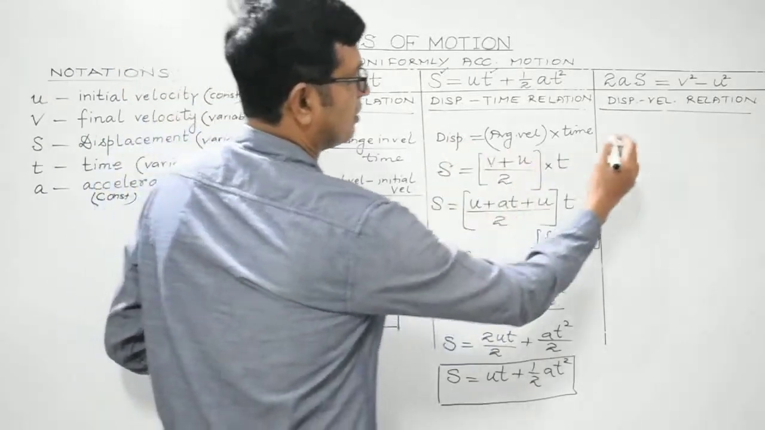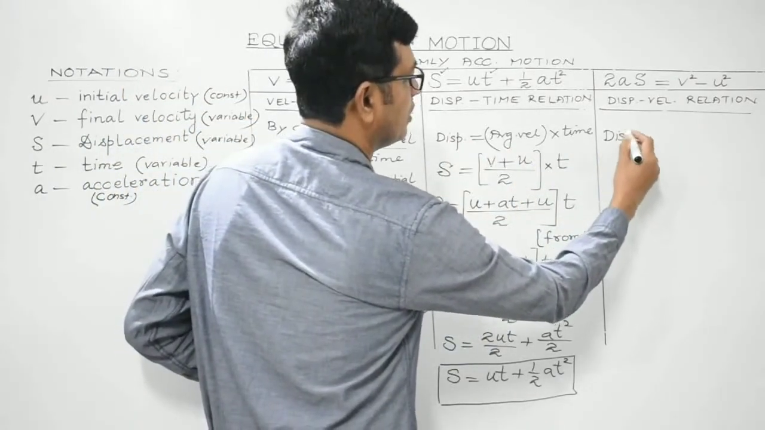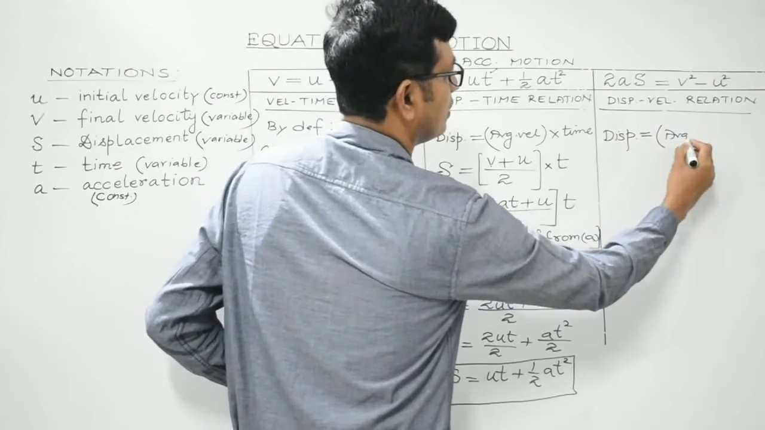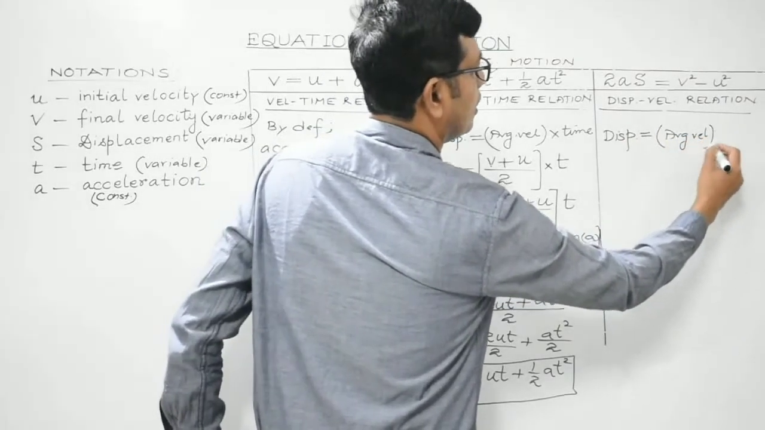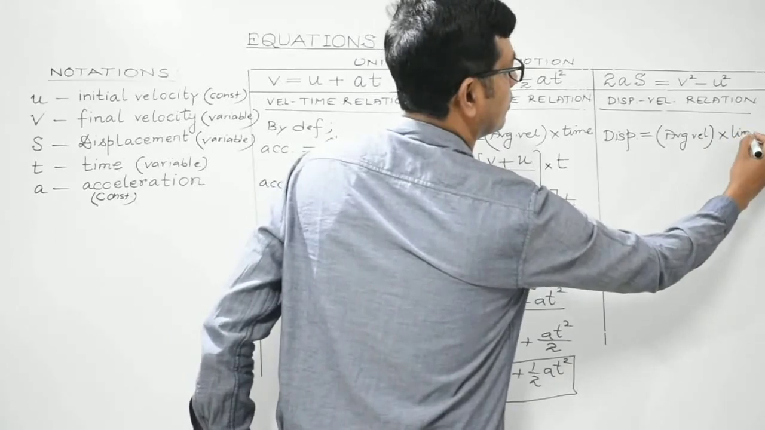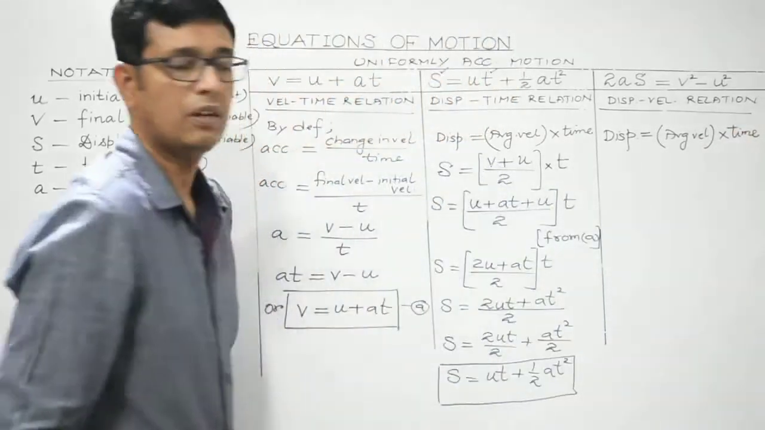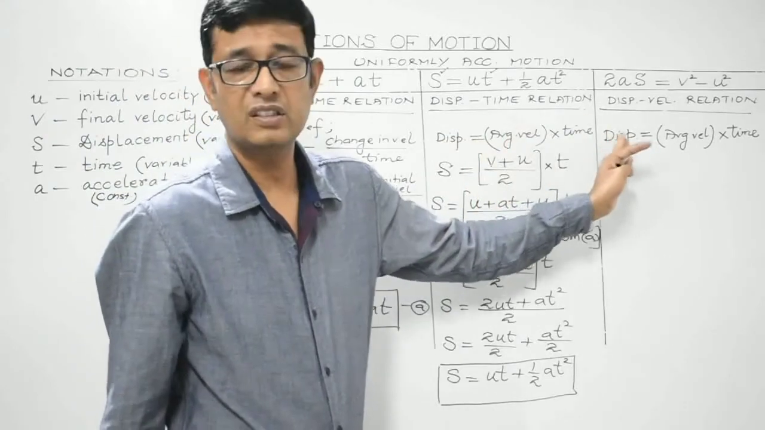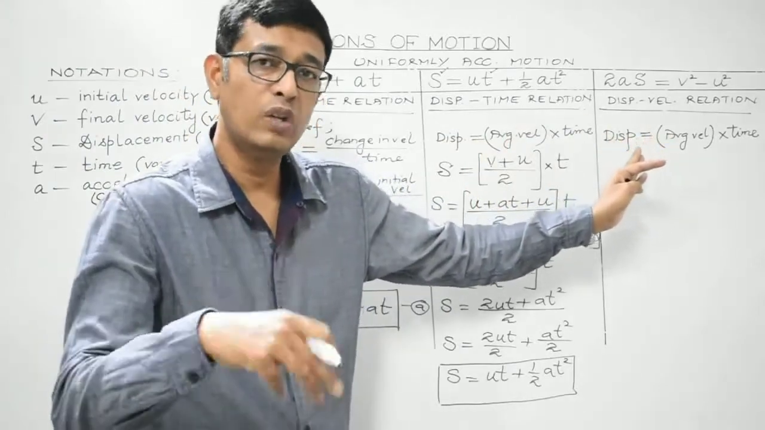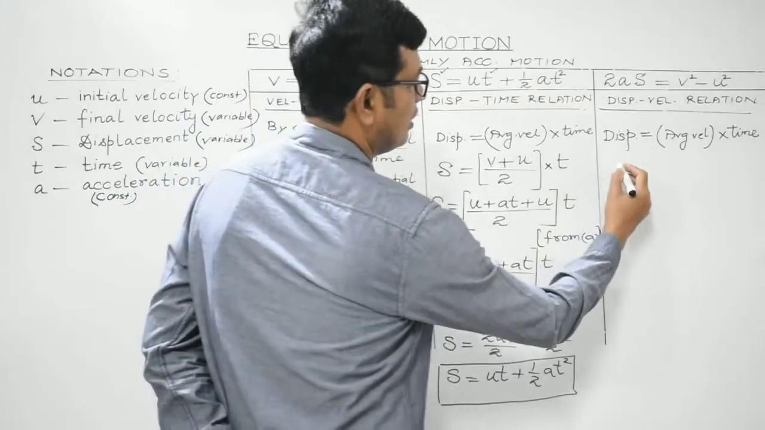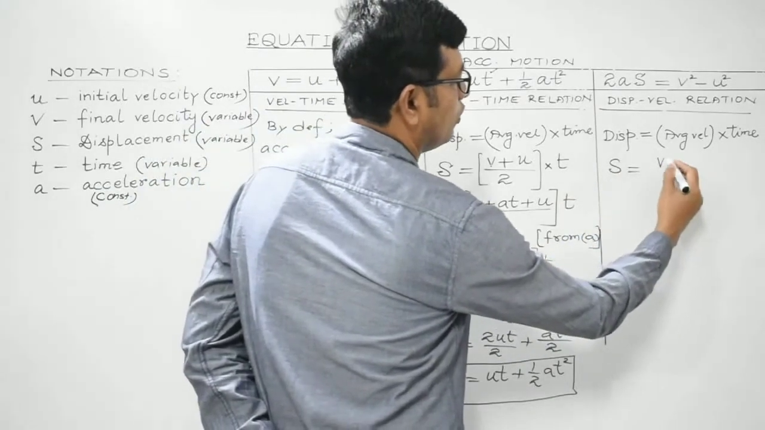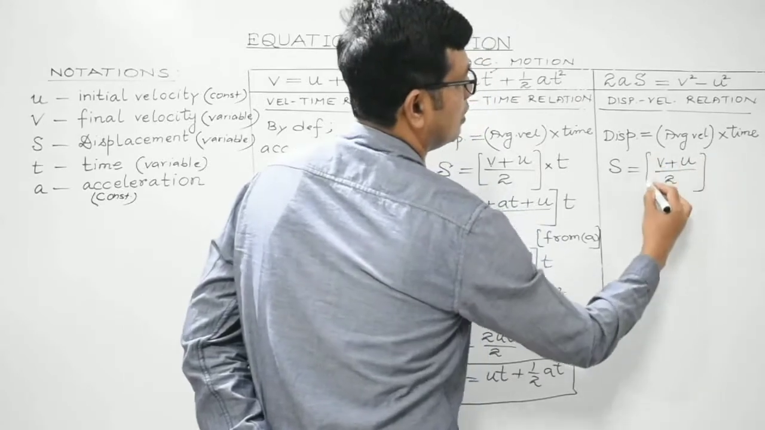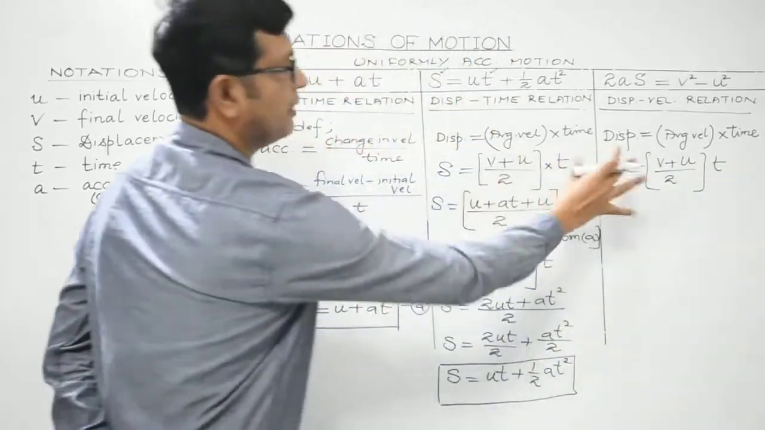Again, we can write this. The displacement covered by a body may be written as average velocity multiplied by time. As in the previous case, average velocity is the arithmetic mean of u and v. So what we can write is S is equal to (v plus u) by 2 into t. I have written the same step.